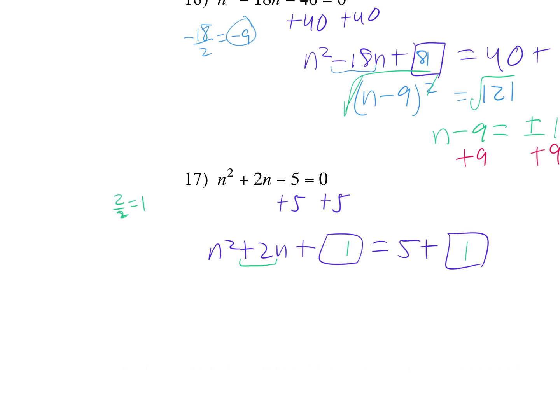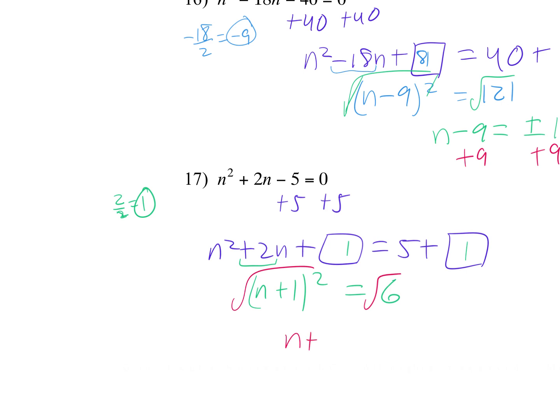And then we want to factor the perfect square trinomial. It's going to use our b over 2 term, right? So it becomes n plus 1 squared equals 5 plus 1 is 6. Now we just want to take the square root of both sides.